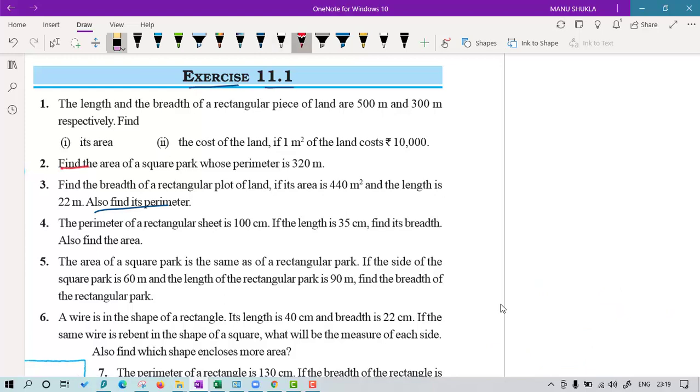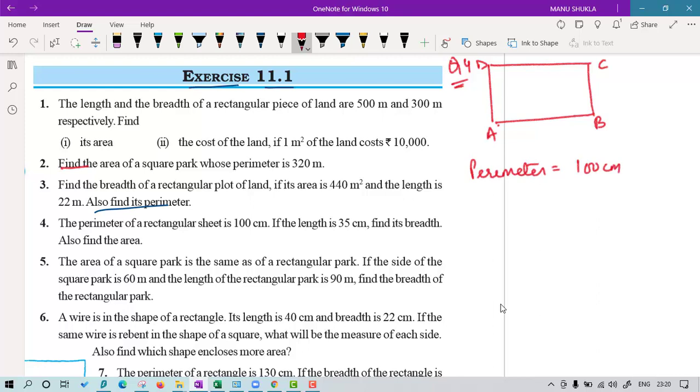Question number 4. The perimeter of a rectangular sheet is 100 centimeter. So first of all, as it is a rectangular sheet, we should draw the diagram A, B, C, D. And perimeter is given to us, so just write it as it is. Perimeter is equal to 100 centimeter.